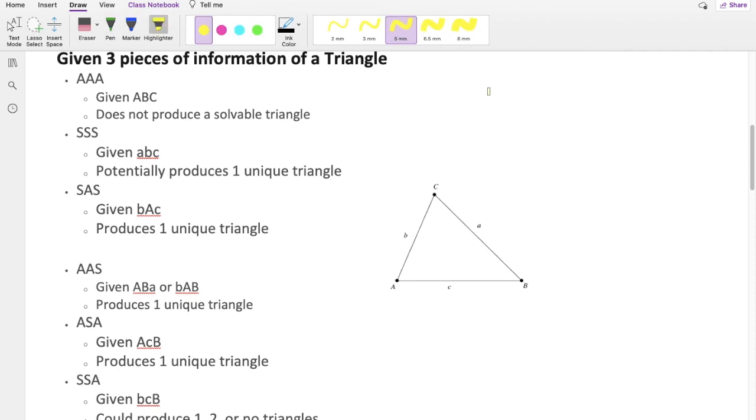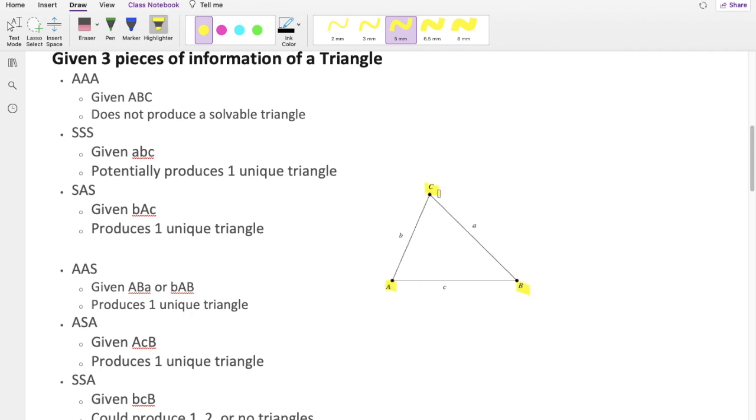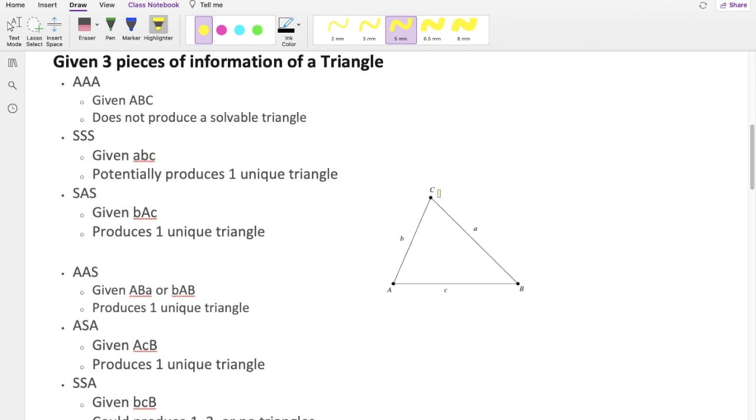So one of the three pieces of information that may be given to you is three angles, so AAA. Given these three angles, you are not able to produce a unique solution. There are going to be an infinite amount of solutions available if you are given three angles. The next one is you are given three sides, so SSS.